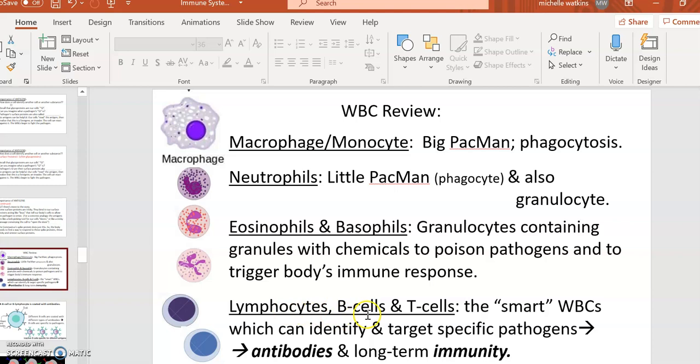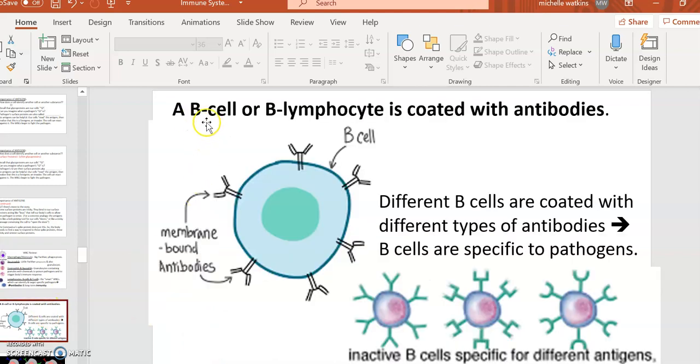Lymphocytes are called B lymphocytes or B cells, and T lymphocytes or T cells. There are 2 types, and these are the really quote-unquote smart white blood cells, or the white blood cells that can target a specific type of pathogen and attack that pathogen in particular. And so they're what form antibodies and therefore immunity. So now we're going to take a look at the B cell or the B lymphocyte in particular. And you'll recognize hopefully what these are. These are our antibodies that we just learned about. And now you find out where they come from.